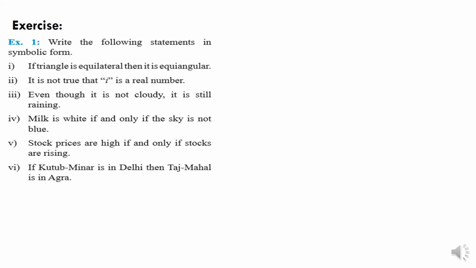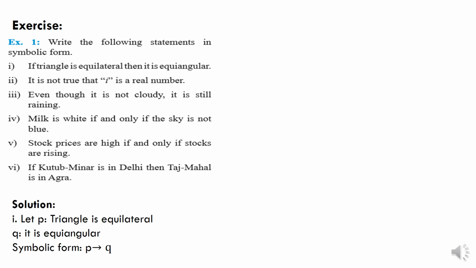We are going to solve some sums. Write the following statements in symbolic form. The first one: if triangle is equilateral, then it is equiangular. Now the solution, as usual: let P, the triangle is equilateral, and Q, it is equiangular.